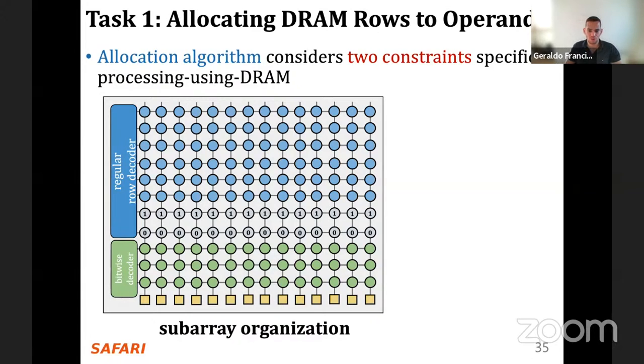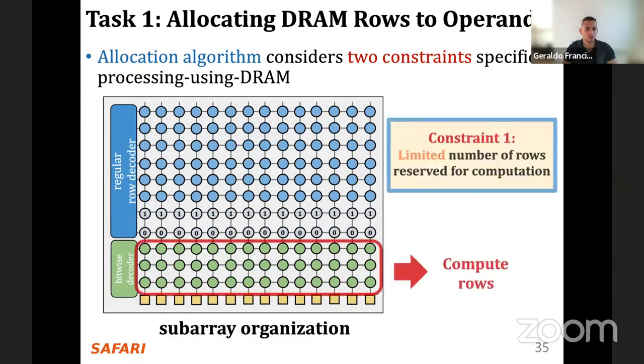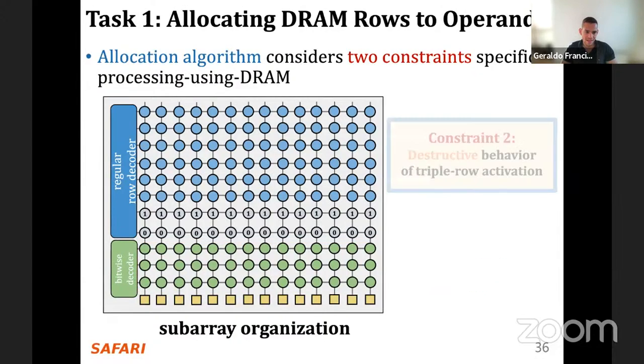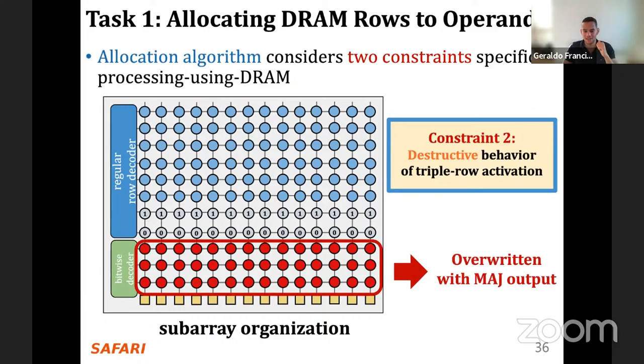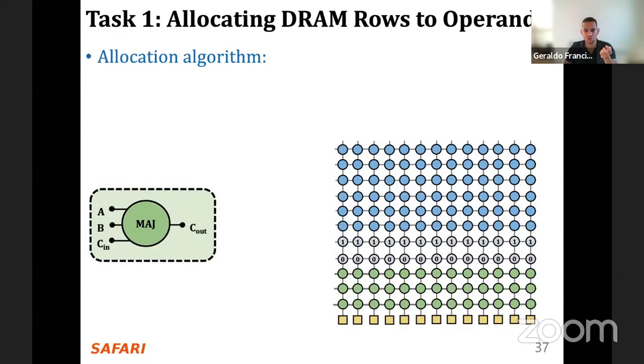When we're allocating DRAM rows to operands, we need to take into account two extra constraints that are particular to processing using DRAM. The first one is that the number of compute rows available in the bitwise group that I presented previously in the subarray is quite limited. We only have a few rows there because of that special row decoder that we implemented. The second one is that when you perform the majority operation in DRAM, we are overwriting the initial data with the result of the majority operation, which can be a problem if you need to reuse that input data again. Based on these two issues, we present a new allocation algorithm that is inspired by traditional linear scan register allocation algorithms that compilers use.